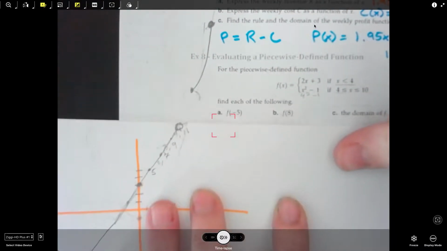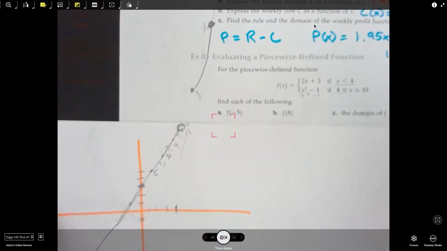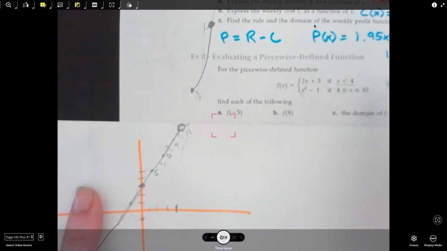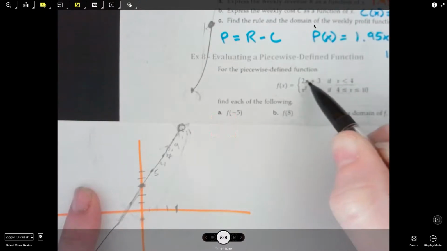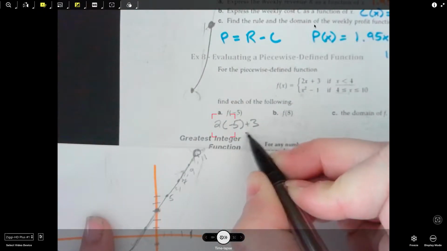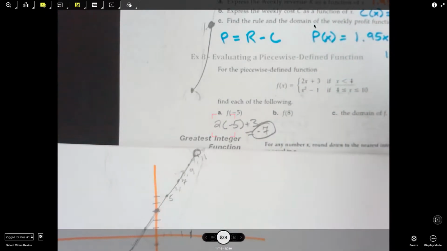So now they're going to ask me questions about my domain. So they want to know f of negative 5. Okay, f of negative 5. Now we can plug that into this equation right here, into this piecewise function. Are you going to plug it into the top one or into the bottom one? Is negative 5 less than 4 or is it between 4 and 10? It's less than 4, so I'm going to plug that into this equation here. 2 times negative 5 plus 3 is something. Negative 7. That's what f of negative 5 is. Okay? You're not going to get 2 answers.